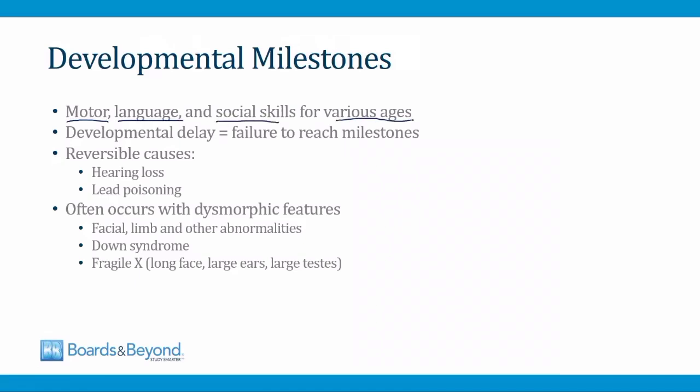And so if you know these milestones, you can evaluate a child, and based on his or her age, there are certain skills that the child should have. If those skills are missing, this is called developmental delay. Developmental delay is a failure to reach one or more of these milestones.